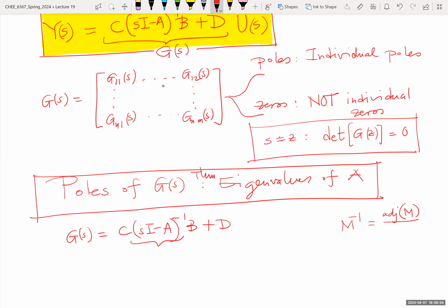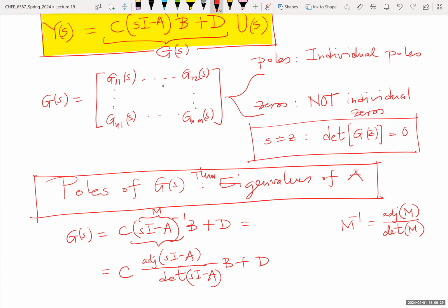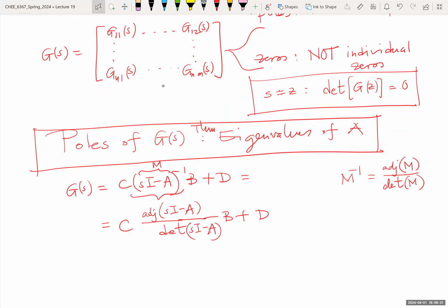Over the determinant of this matrix M. So if this matrix M is this here, sI minus A, that means that this transfer matrix is C, the adjugate of sI minus A, over the determinant of sI minus A, B, D. Well, that then says the following.